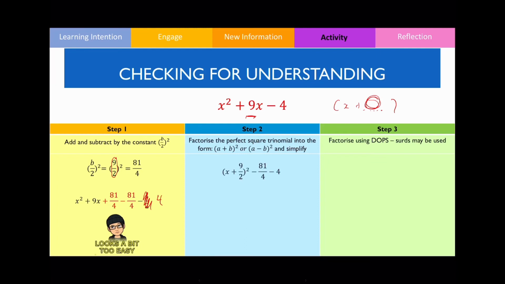And once I've done that, I'll simplify this by making sure the denominator is the same, so I can add or subtract the fractions together. So therefore, I made the denominators the same. This will give me 97 on 4.